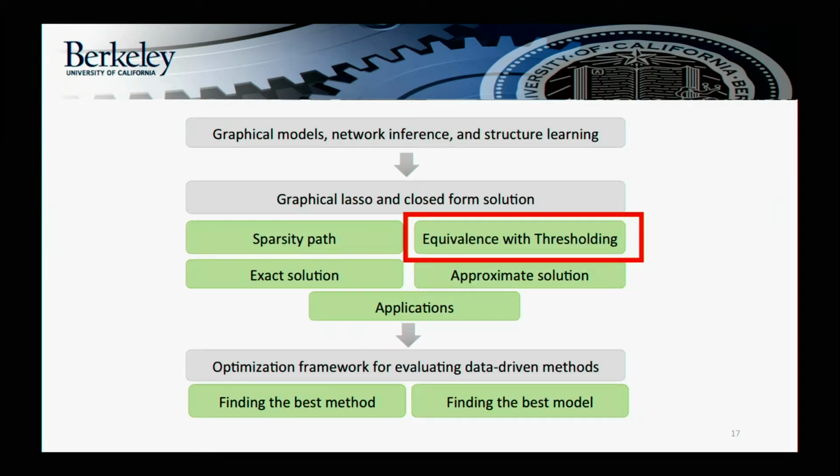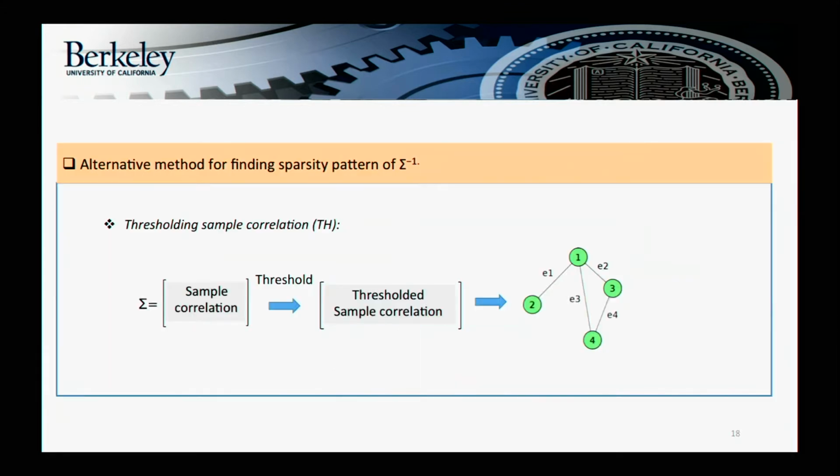Okay, the next result I'm going to talk about is the equivalence of this optimization framework with a simple method of thresholding. As I said, there are different ways of solving or estimating Gaussian graphical models. One alternative way of finding a sparsity pattern of the inverse covariance matrix is the following. We form a sample correlation matrix from data, and the idea is pretty straightforward. We just threshold out the small entries of the matrix, meaning that we replace them with 0, and then we map the sparsity of the thresholded matrix to a graph.